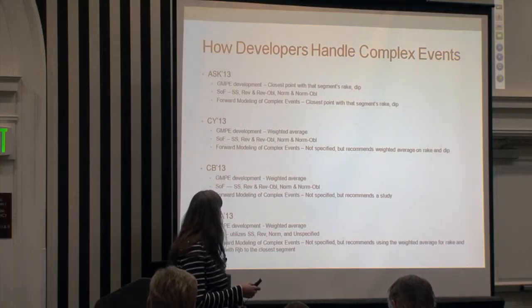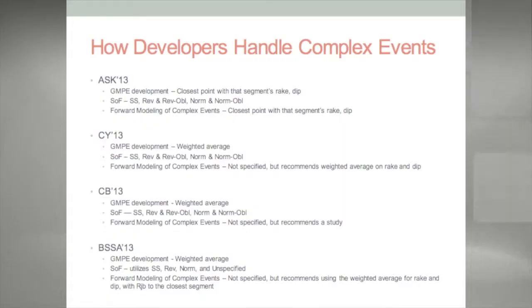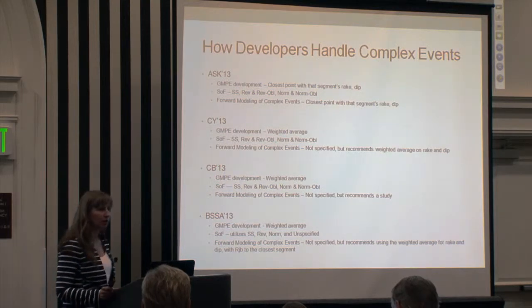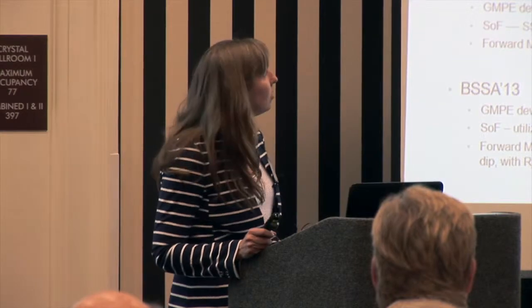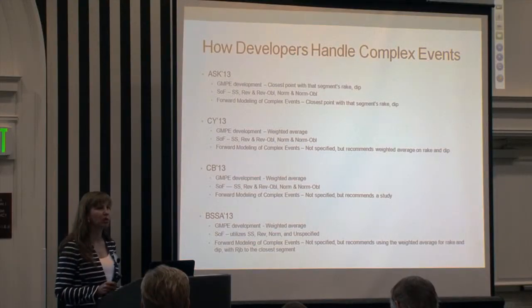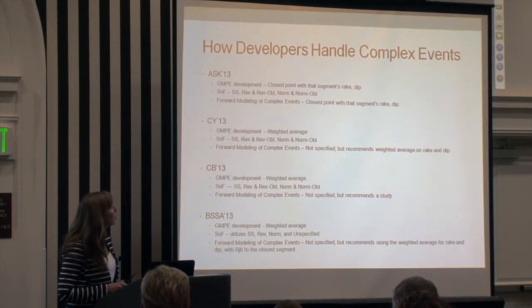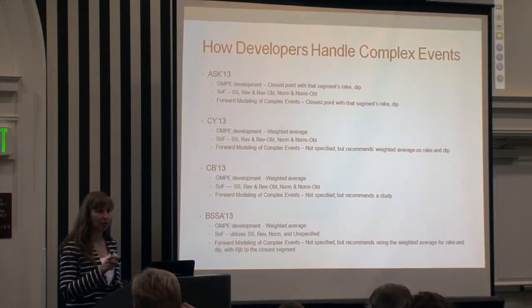Now I'd like to go over how the developers develop their GMPEs, what they use in their GMPEs, and then in a forward modeling sense, how would you utilize those GMPEs if you do have a complex event? So starting with ASK 13, he uses his closest point to that segment's rake and dip. It's stated in the paper that way, and they recommend that whenever you do any forward modeling, you're still using that closest point to the closest segment of the fault. ASK uses strike slip, reverse and oblique is a bin, and normal oblique are also a bin.